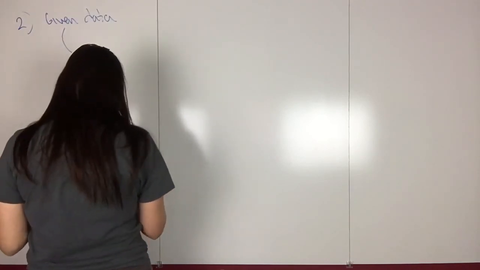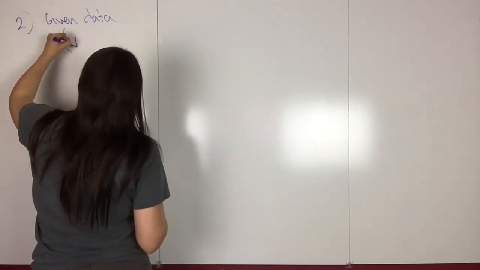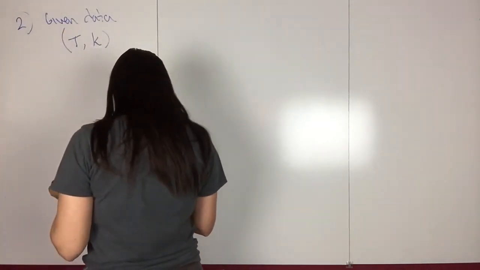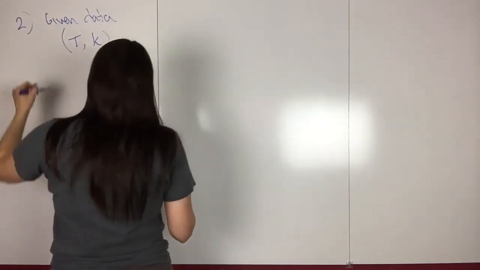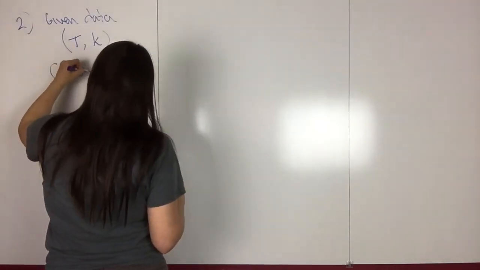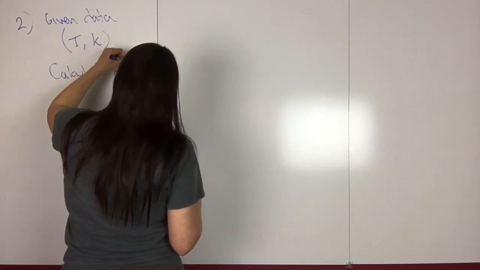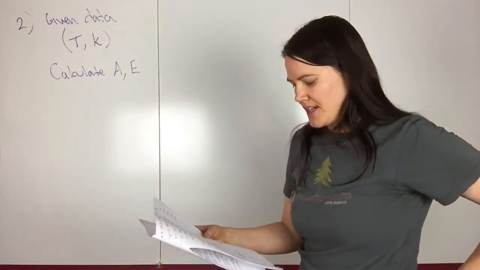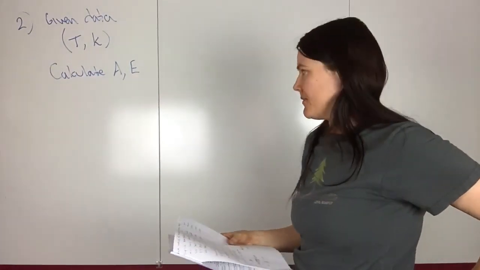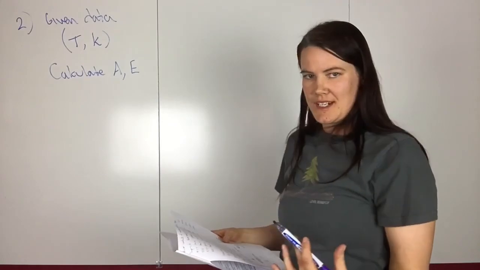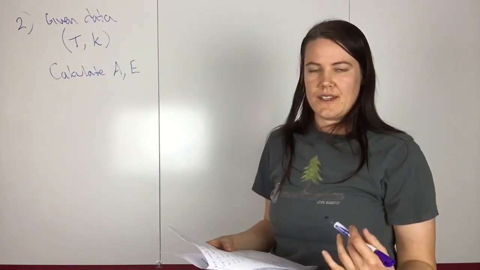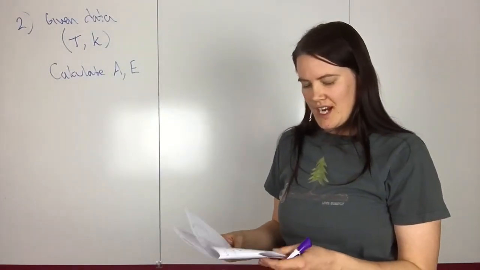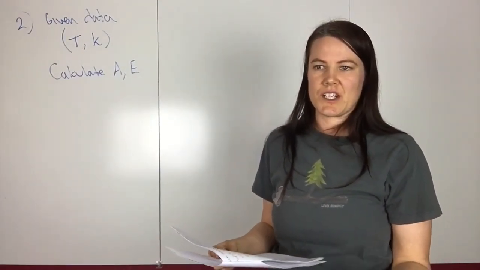We're given the temperature and rate constants for various temperatures, and we want to calculate A and E. So there are a couple different ways you can solve this. You can either make a semi-log plot of K and 1 over T, and then you can determine E, the activation energy, from the slope. But the way I always solve these is I just use linear regression.